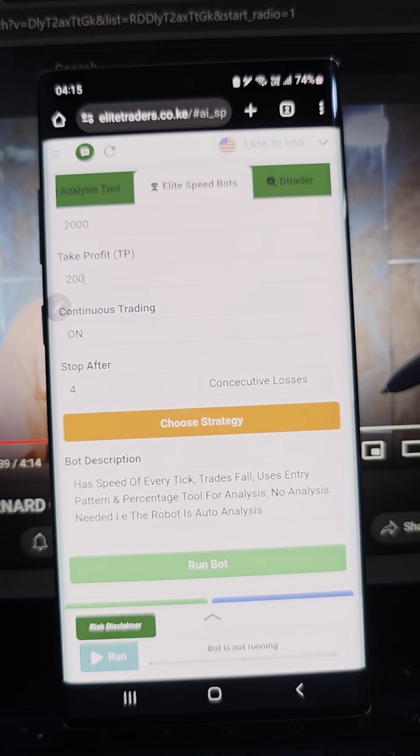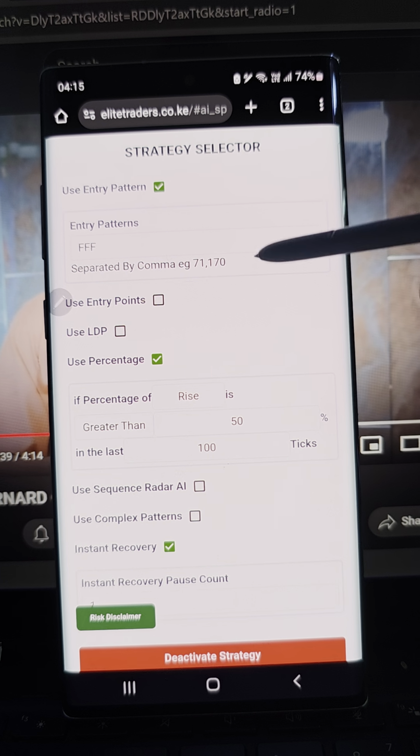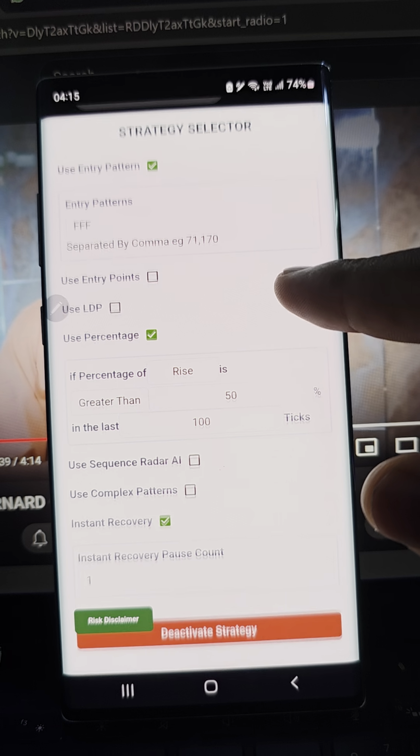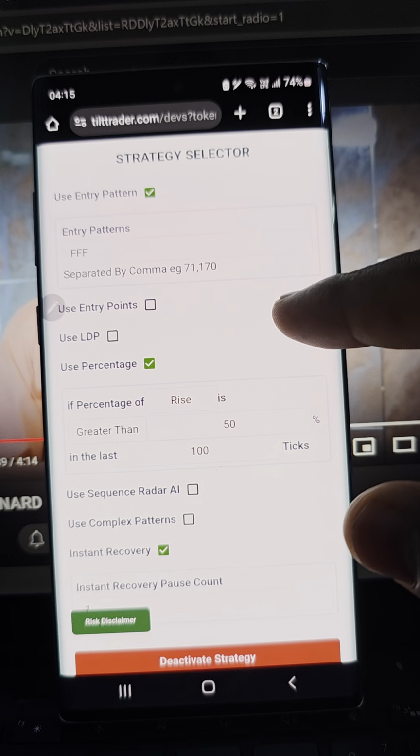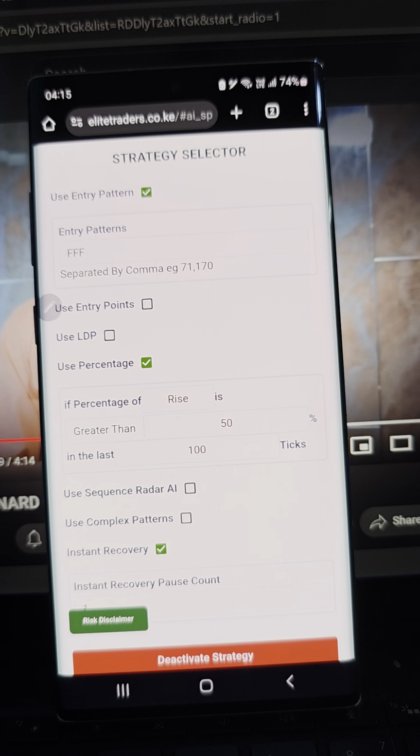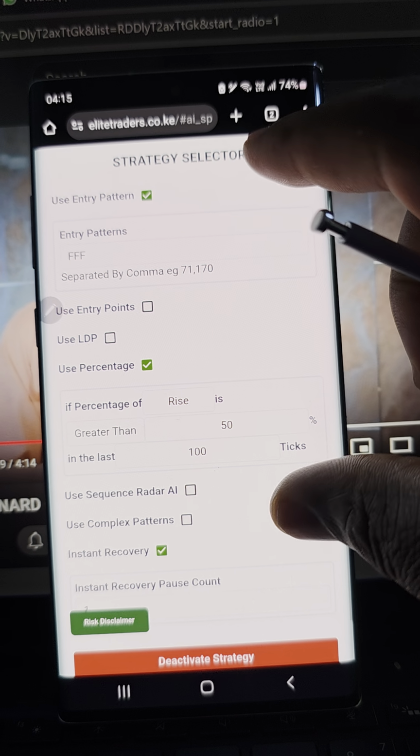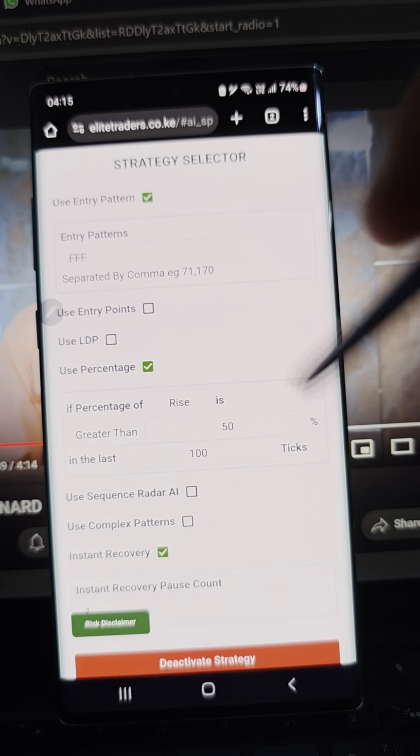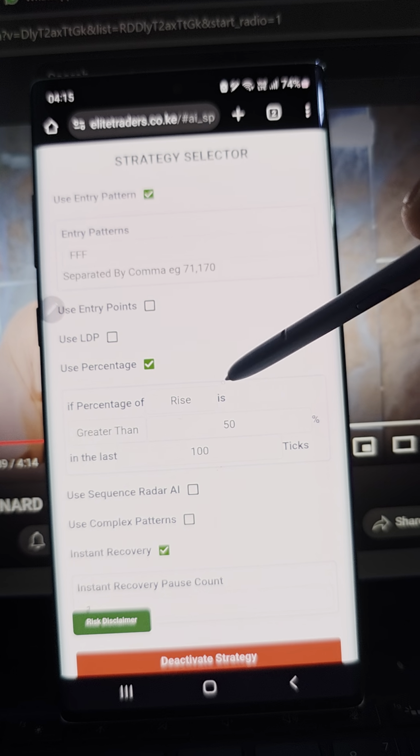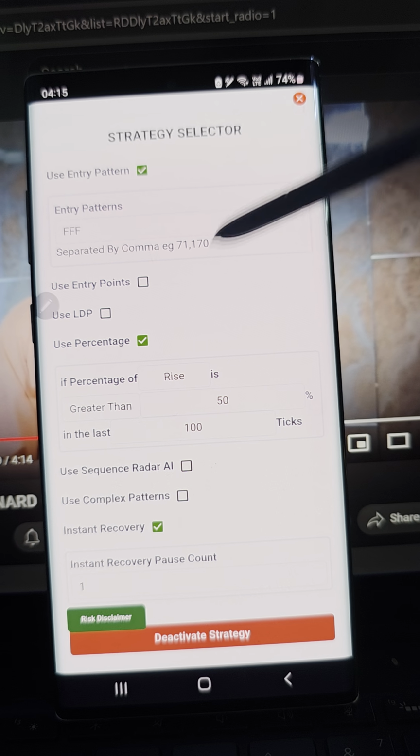I'm actually working with 4 consecutive losses. If you click here, you can actually see the strategies are configured. You really don't need to do anything here. So we are using 2 strategies here, that is the entry pattern and the percentage. Those are the main strategies that we are using.